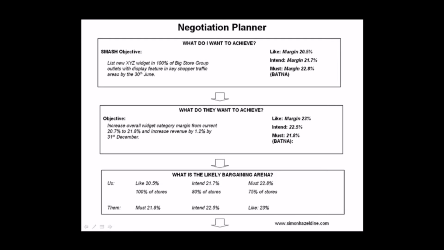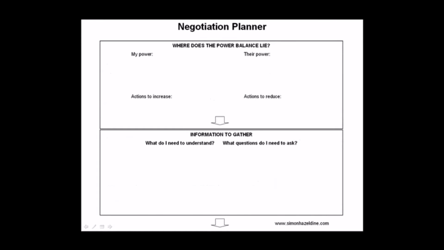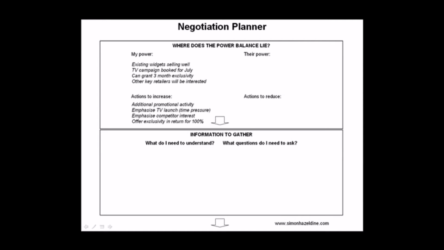So now we have a good idea what we want to achieve, we believe we understand what the other party wants to achieve, and we know, or we think we have some idea of what the likely parameters, the bargaining arena for the negotiation is. So then we move on into looking at where does the power balance lie between the two people or two organisations involved, and then to think about what information we need to gather, what do we need to understand from the other person to be able to negotiate an acceptable agreement. So we'll start with looking at our power.